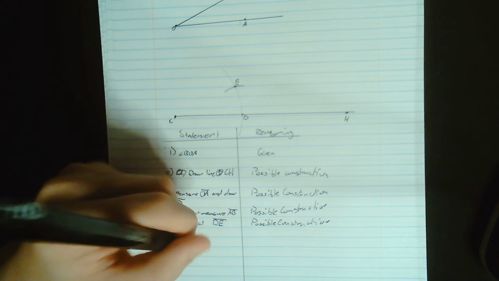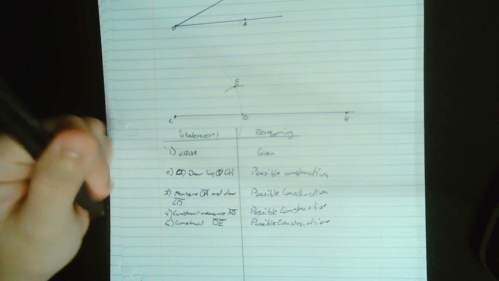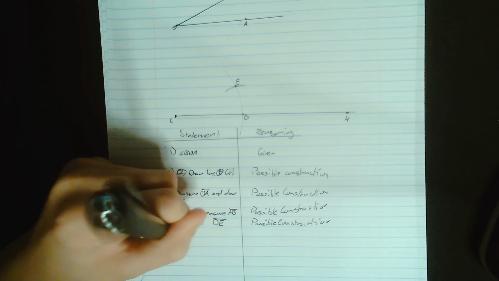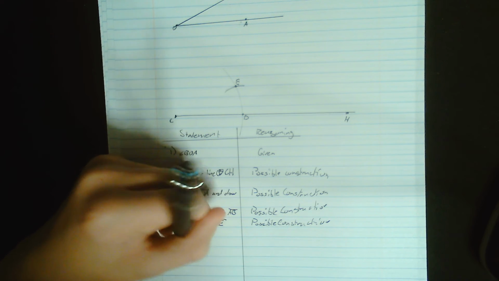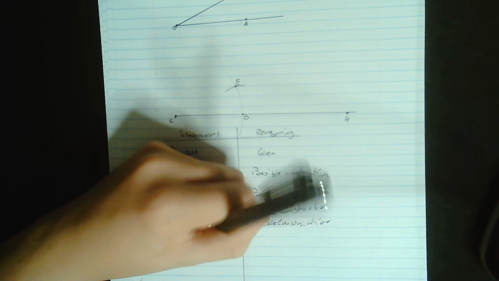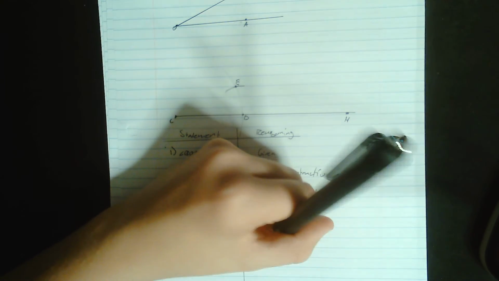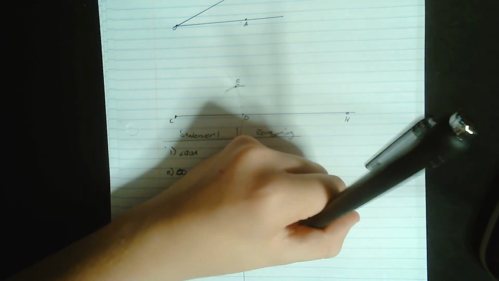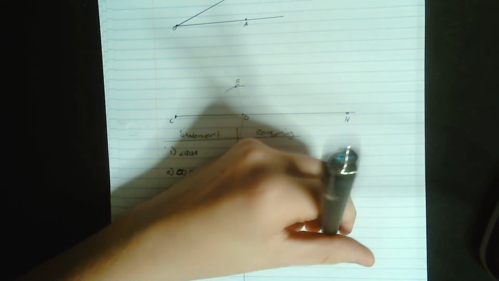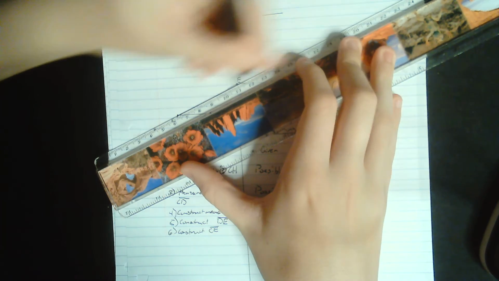Now we're going to construct CE because it's a possible construction. Any two points can have a line through them, so let me construct CE. Again, by possible construction. So then we're going to take this, and since we know we can do it, we're going to draw a line through there.